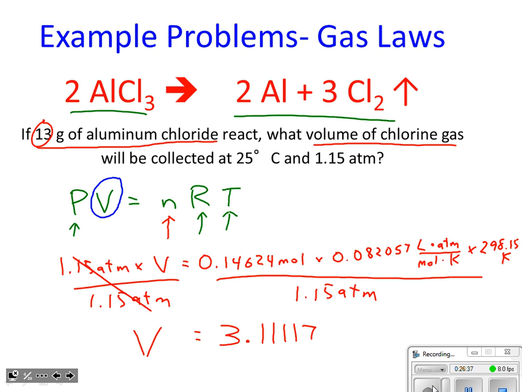2 right here, 2 right here, 3 right there. What's my lowest amount? 2. I'm going to have 2 sig figs. So my 2 sig figs is going to be 3.1.